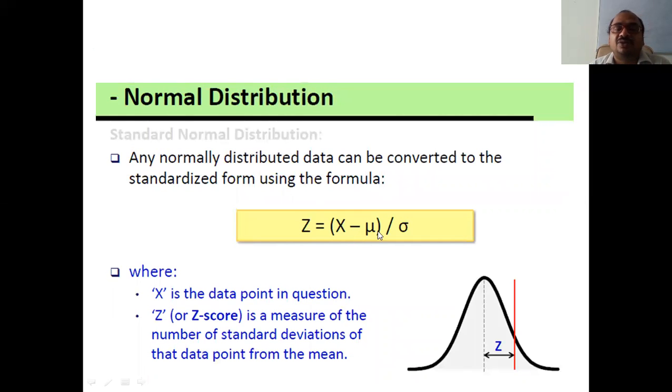This is the formula. You have to learn this by heart. Z is equal to x minus mu divided by sigma. X is the data point, and Z I have shown in the picture. What is Z? Sigma, you know very well, is the standard deviation. Mu is equal to the mean. Z is equal to the Z scores. All right.